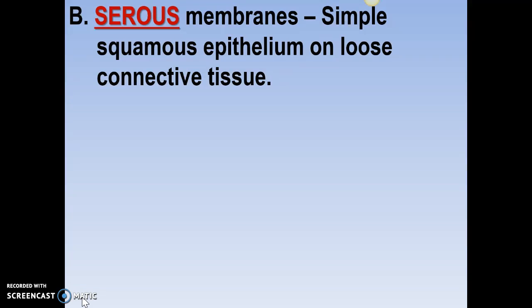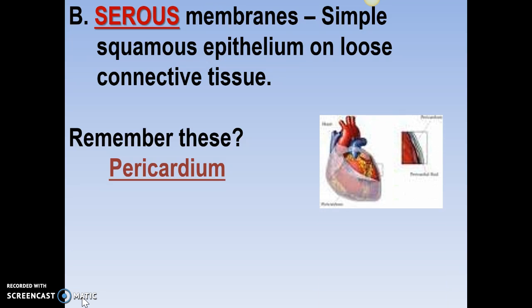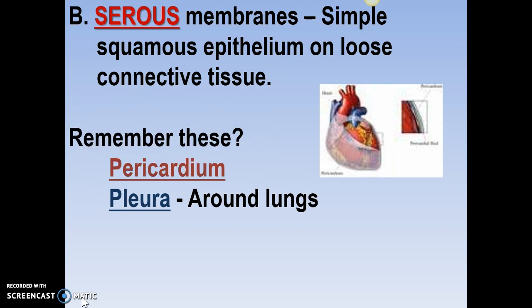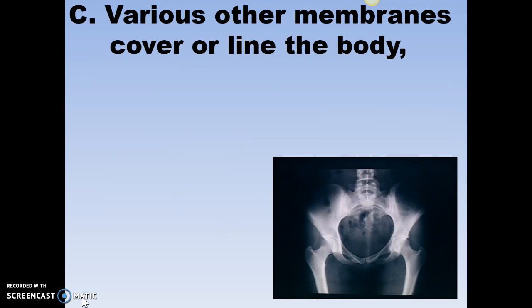The serous membranes is just a review, basically, of what we did right off the bat in August. They're just a simple squamous epithelium on top of loose connective tissue, which protects organs from friction. So if you remember, pericardium around the heart, we had the pleura membranes around the lungs, and the peritoneum around the abdominal cavity. And of course the kidneys are retroperitoneal, they're stuck behind it.